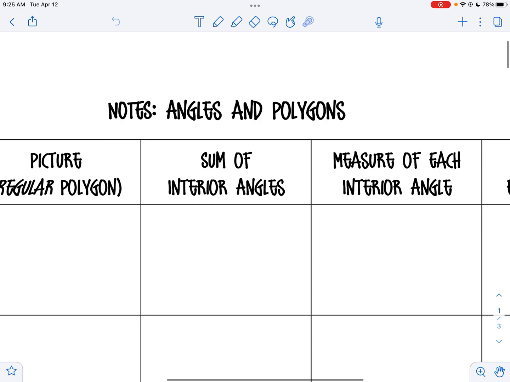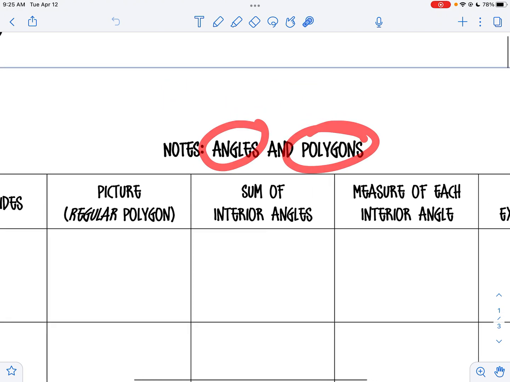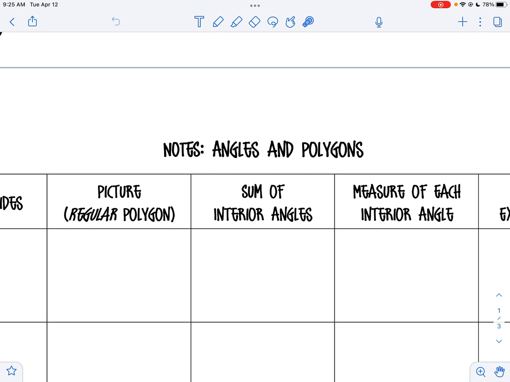Today we're back and we're going to talk about angles and polygons. What we've been talking about has been quadrilaterals, and a quadrilateral is just a shape with four sides. So even that right there is a quadrilateral. A square is a quadrilateral, a trapezoid is a quadrilateral. All those shapes are quadrilaterals.